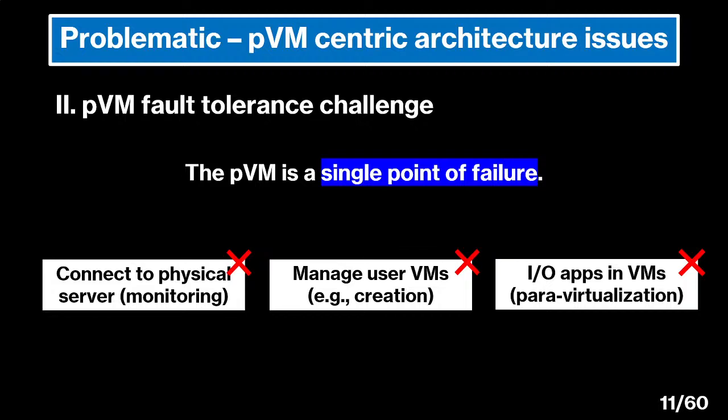For the second challenge, since the privileged virtual machine has a crucial role in the virtualized infrastructure, it represents a single point of failure, because a crash in the privileged virtual machine makes it impossible to connect to the physical server. So there are no monitoring possibilities, no possibility to manage your virtual machines, so no possibility to create, migrate, or even shut down. And IO applications running inside virtual machines will just stop.